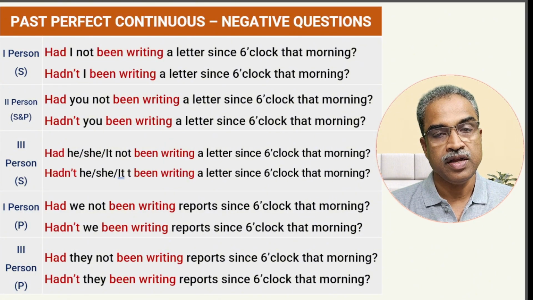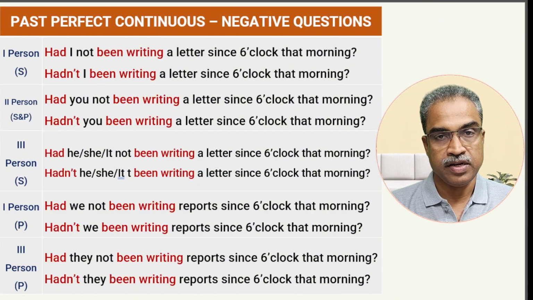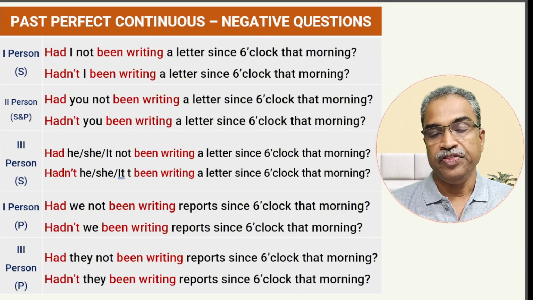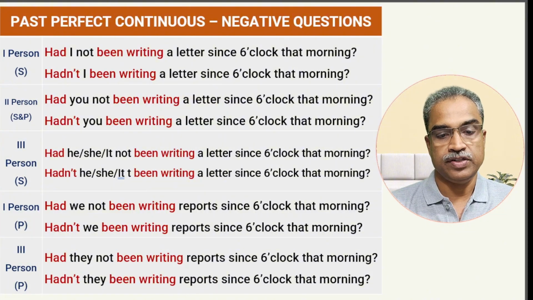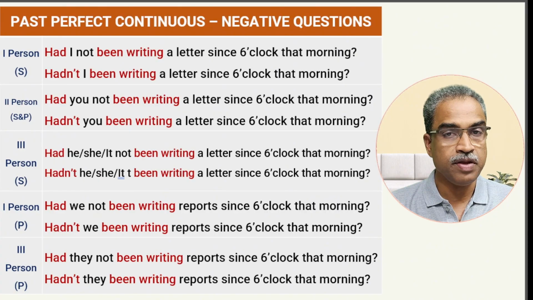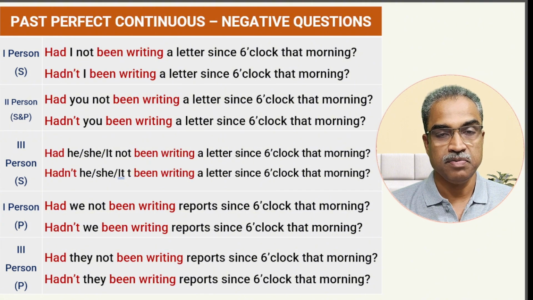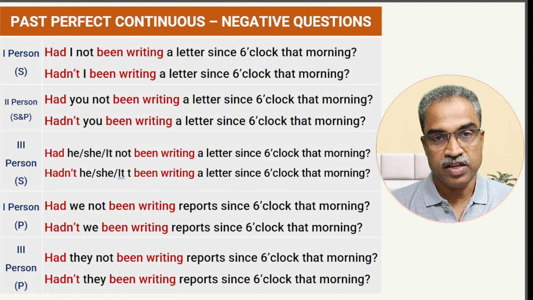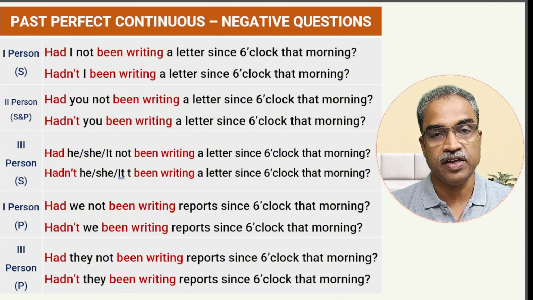Okay, all right. Now, third person plural. They had not been writing reports since 6 o'clock that morning. So it becomes, had they not been writing? Why had they not been writing? If you want to put that why, right? Or else, hadn't they been writing? Simple enough. I hope it is very clear now how these things are falling into place here.